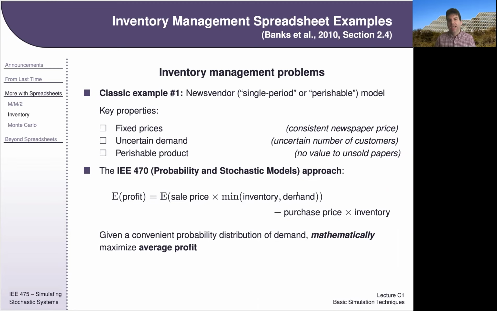So each day, you're either going to run out of inventory or you're going to run out of demand. And so that is how many newspapers you'll sell that day. Either you'll sell all your inventory or you'll have inventory left over because you'll sell up to the demand. And you multiply that by sale price. And so the thing in the minimum here is a random variable. That's why we have an expectation here. And so that's how much money you make.